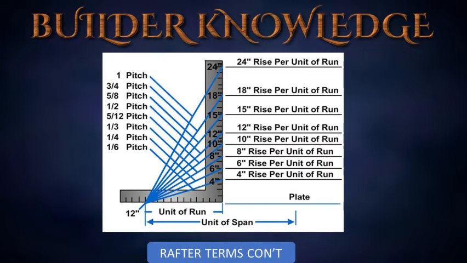The pitch is the ratio of the total rise of the roof to the total width of the building span and is expressed as a fraction. The unit of run is always 12 inches for the common rafter. The unit of span is always twice the unit of run, or 24 inches. The unit of rise changes depending on the pitch or slope of the roof. The unit of rise is the distance the rafter rises per foot unit of run.